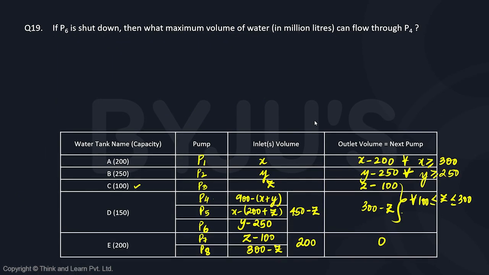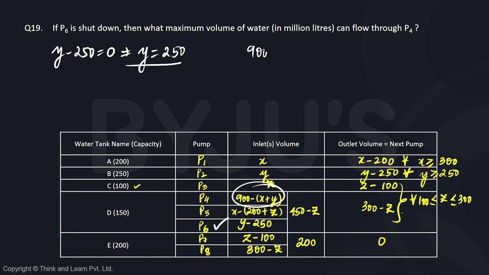Question number 19. If P6 is shut down, so we are talking about y minus 250 is going to be 0, which implies y is going to be 250. Then what maximum volume of water can flow through P4? So let's look at P4. This is the volume of water that flows through P4. If we want to maximize this, x is going to be minimum. So the minimum value of x that we can have is 300.